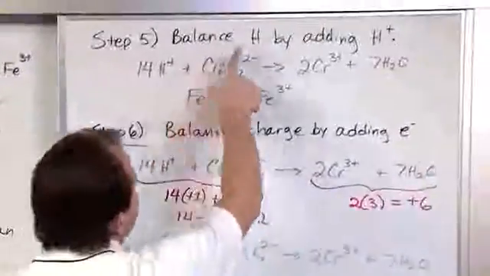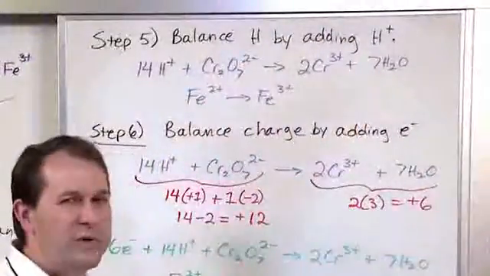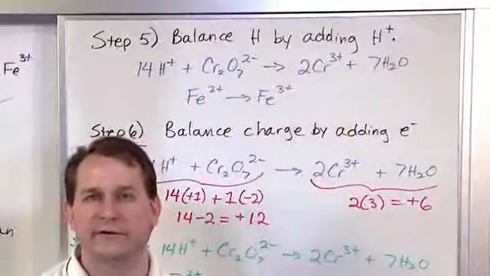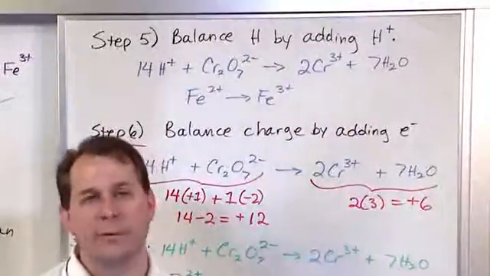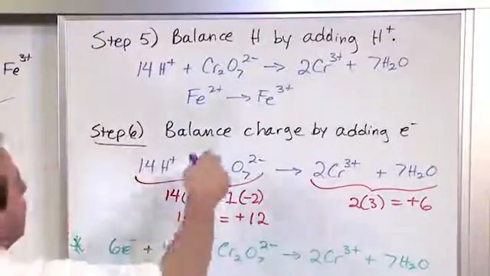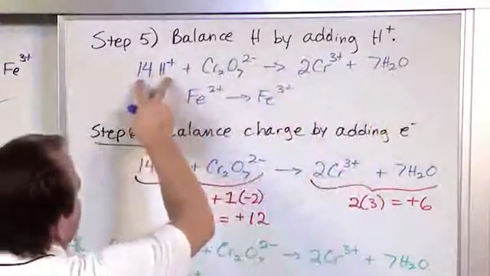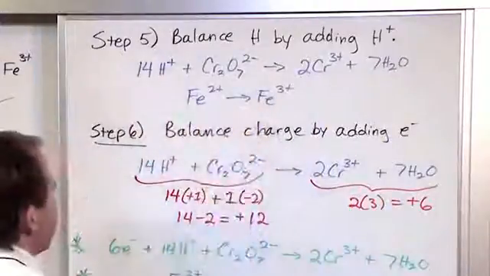Step 5 is we balance the hydrogen by adding hydrogen ions. The reason we add the hydrogen ions is because this is an acidic solution that has tons of extra hydrogen ions floating around to help with this reaction. So because we have 14 hydrogens here, we had to add 14 hydrogen ions on this side. We didn't have to do anything here.